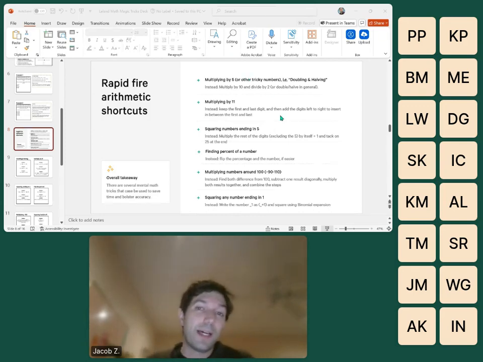Then we have the multiplying by 11 trick. This is something that I would recommend doing with two-digit numbers. On these exams, you're probably going to do it with a two-digit number. I have examples of a three-digit number here. It's a little more complicated and probably harder to remember. The two-digit one is really easy to remember. So basically, whatever number you're multiplying by 11, you add those two digits together and put the sum in the middle.